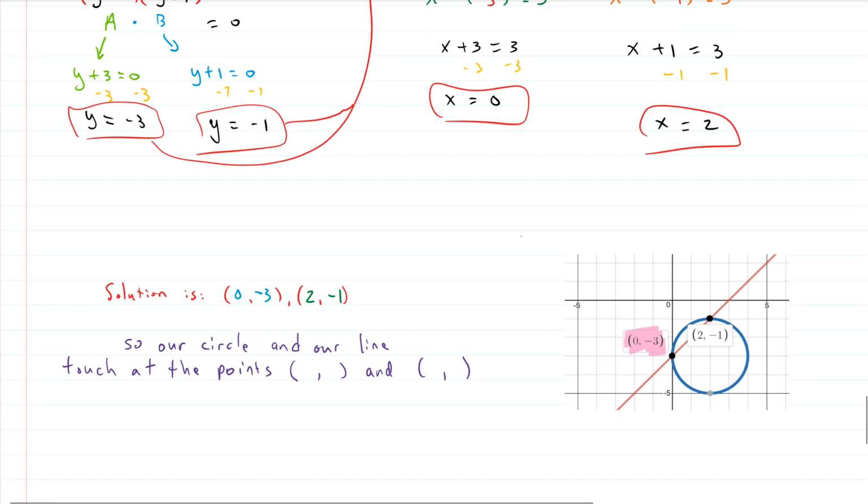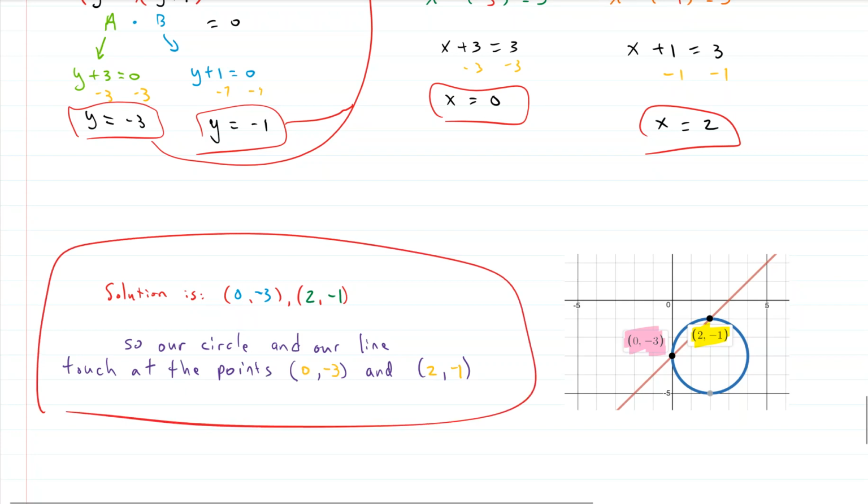And our next solution was x equals 2 and y equals -1. Were we surprised at that? No, we weren't, because we can see over here on the right that that was another option. So our circle and our line touch at only 2 points. And those 2 points are (0, -3) and (2, -1). Hope that helps. Thanks for watching.